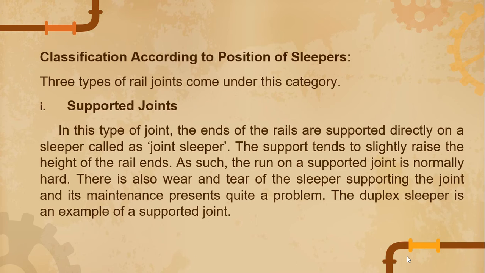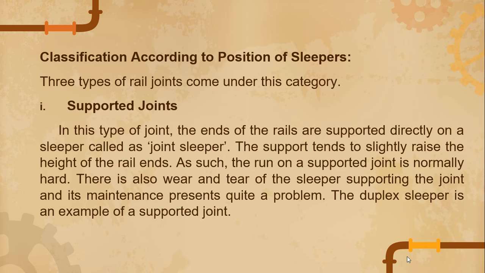So the first type of rail joints according to position of sleepers are the supported joints. In this type of joint, the ends of the rails are supported directly on the sleeper, called as joint sleeper. The support tends to slightly raise the height of the rail ends. As such, the run on a supported joint is normally hard. There is also wear and tear of the sleeper supporting the joint, and its maintenance presents quite a problem. The duplex sleeper is an example of a supported joint.